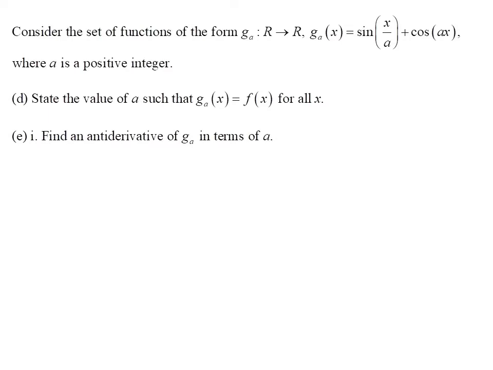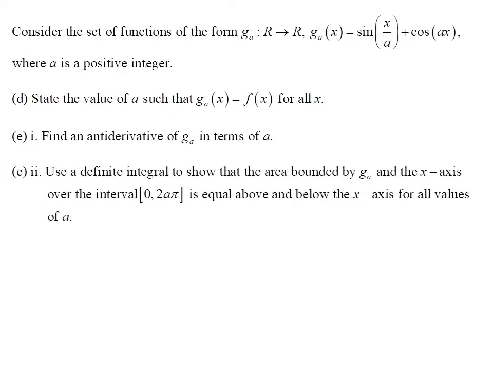The first requirement of part E is to find the derivative of g sub a of x in terms of a. The second requirement of part E is to use an integral to show that the area bounded by g sub a of x and the x-axis over the closed interval from 0 to 2a pi is equal above and below the x-axis for all values of a.